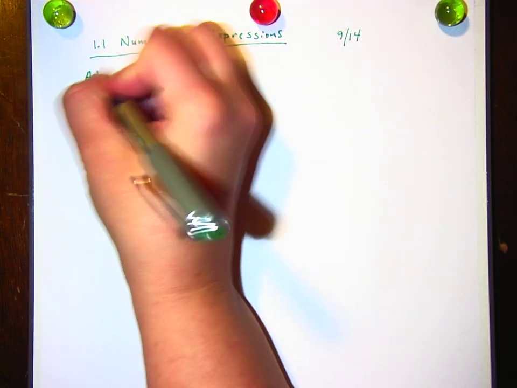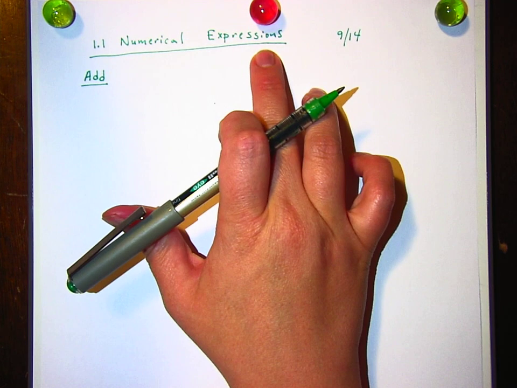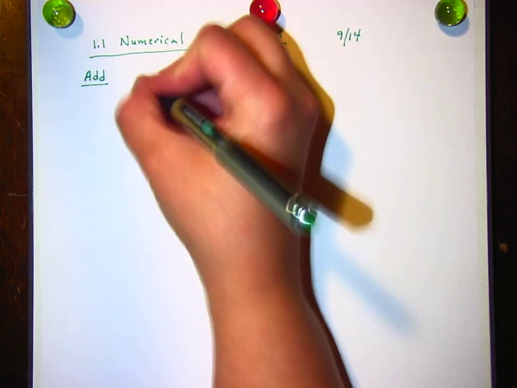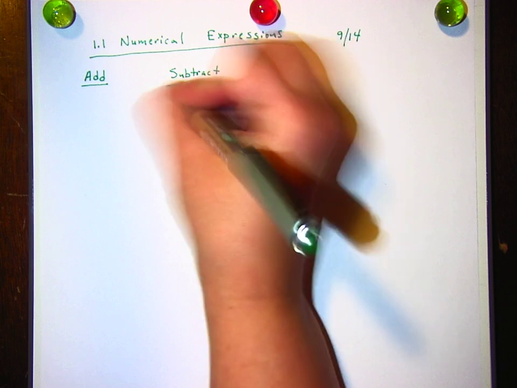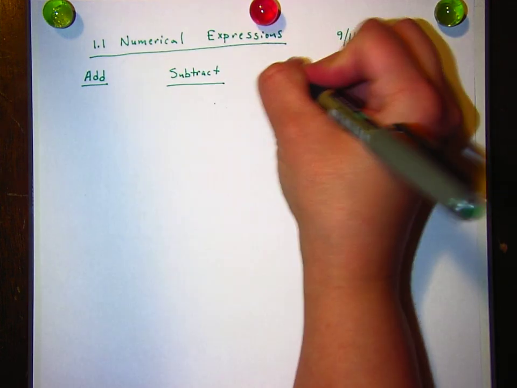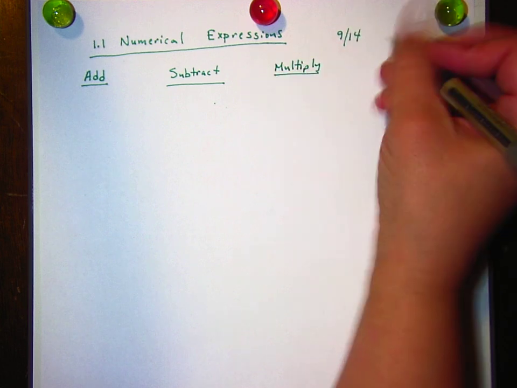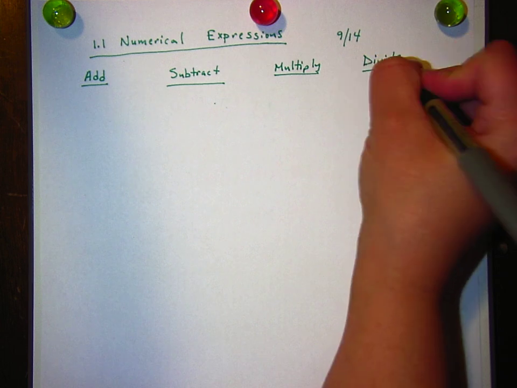So today we're doing some basic order of operations stuff. This section is called Numerical Expressions. It's 1.1. Today is the 14th. And the first thing we're going to do is talk about how to kind of decode just English words into the kind of math we're doing.